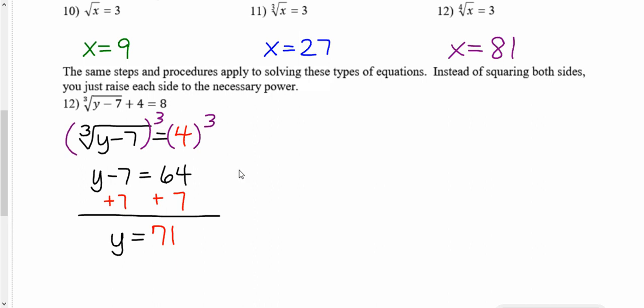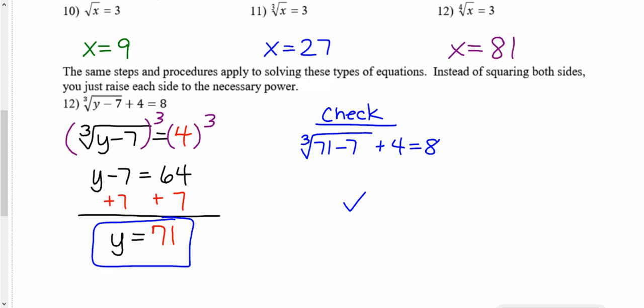But again, there's no property of equality that says I can cube both sides. It's only a method I use, so I have to check. If I plug in 71 for the original y, I wind up with 8 on the left side and 8 on the right side, so y equals 71 is a solution, and I circle it, or box it.